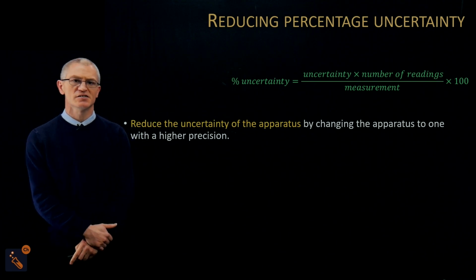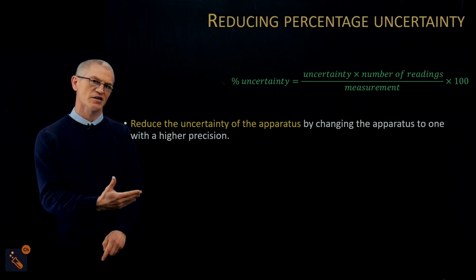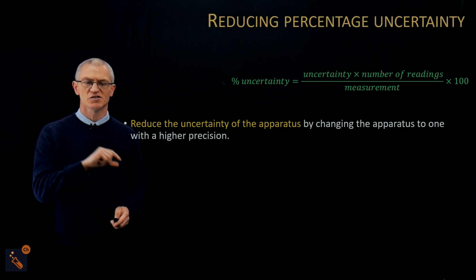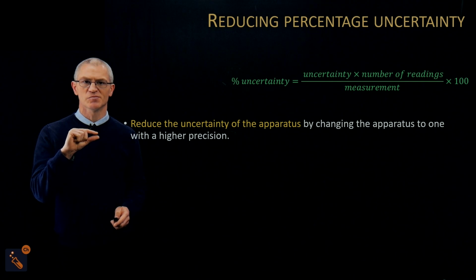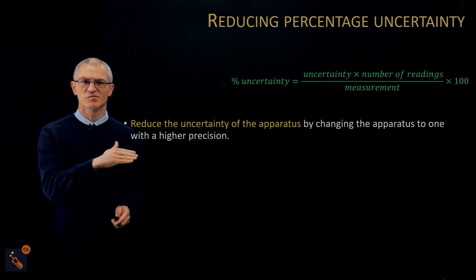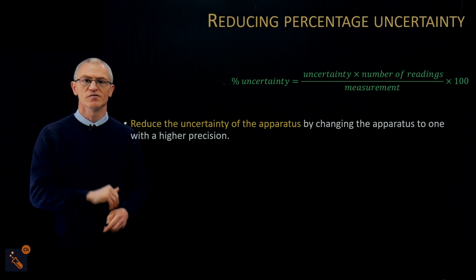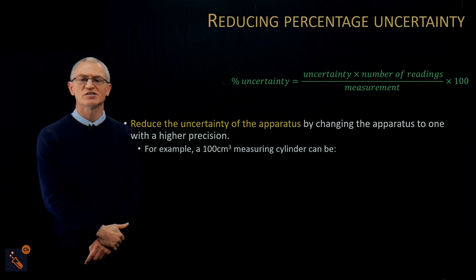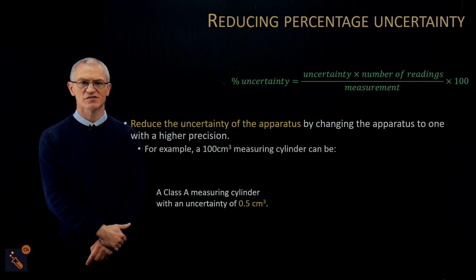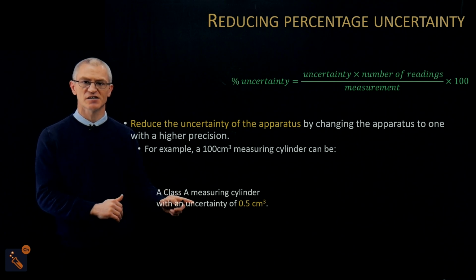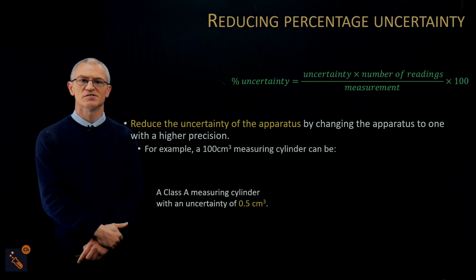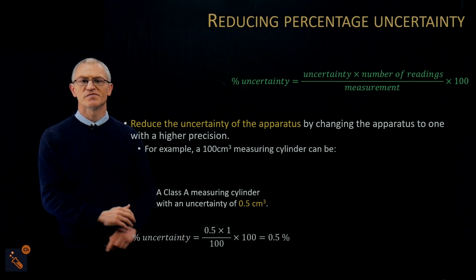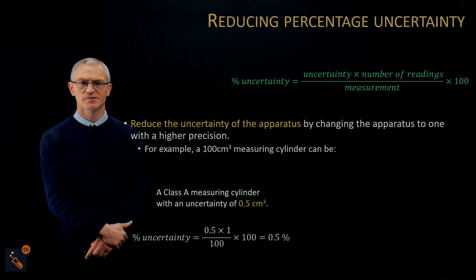So we can reduce the uncertainty of the apparatus, so change the apparatus and make sure it has one with a higher precision. That means it has a smaller graduated scale, for example, 0.1 centimetres cubed graduations instead of 1. An example of that is a 100 centimetre cube measuring cylinder, which, if it's a class A measuring cylinder, can have an uncertainty of 0.5. Now if you put that into the equation, you'll get 0.5% percentage uncertainty.